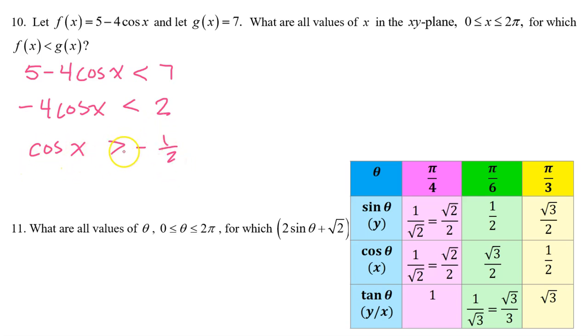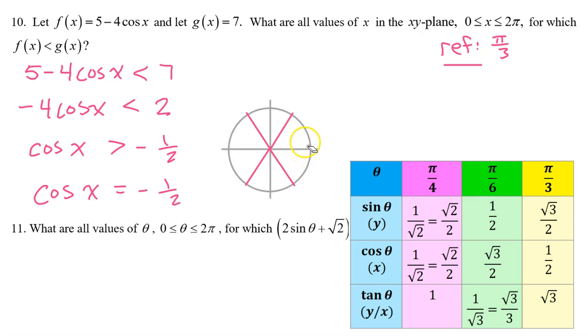To solve this inequality, we need to begin by solving the equation cosine x is equal to negative 1/2. We can find the reference angle by ignoring the negative sign and asking ourselves the cosine of what angle is 1/2. We have memorized that the cosine of pi over 3 is 1/2. So pi over 3 is the reference angle. On the interval from 0 to 2 pi, here are the 4 angles with a reference angle of pi over 3.